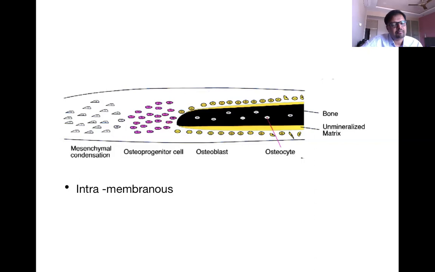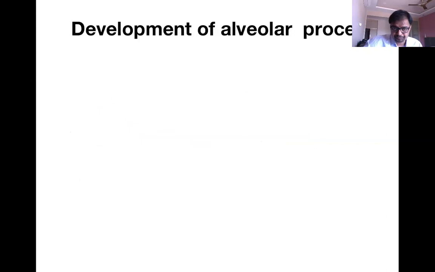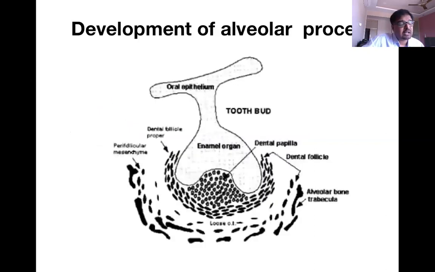So your maxilla, majority of your mandible, everything, especially the alveolar processes of the jaw, everything is what we call an intramembranous ossification type of bone that we see. So how does the development of the alveolar process happen? We have to understand that coming to the development of the alveolar process, we have to understand the development of the tooth, and the alveolar process is a twin activity. One doesn't happen without the other.